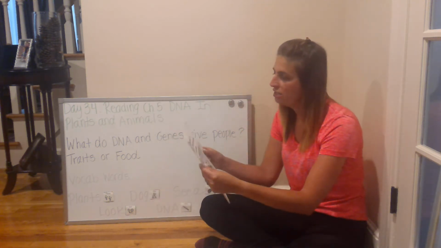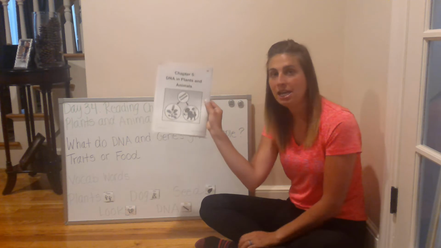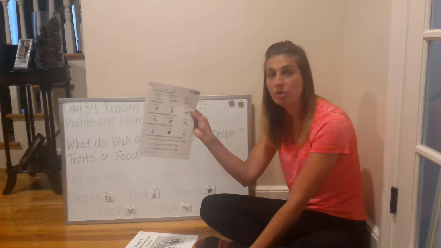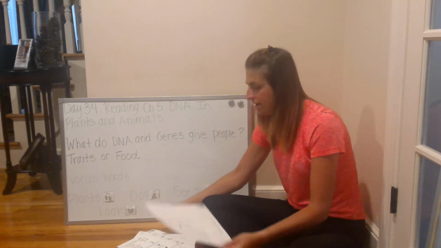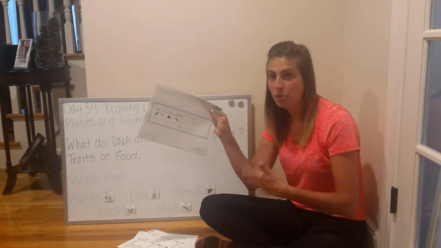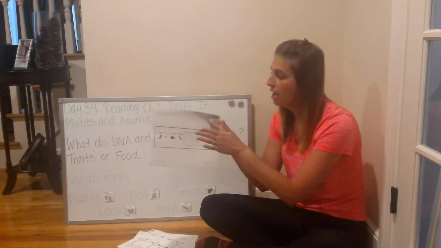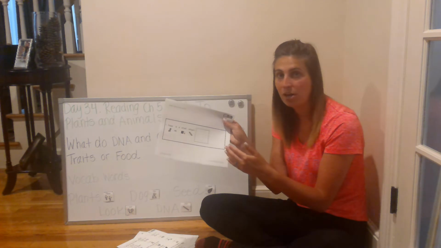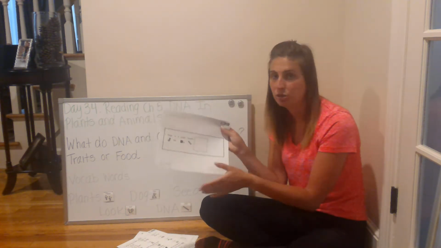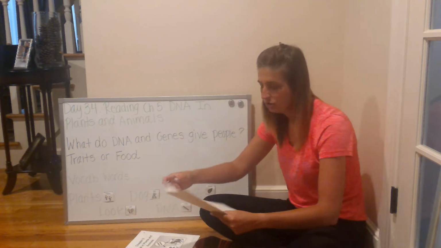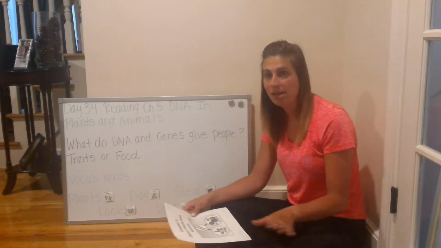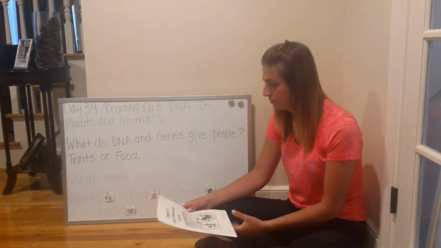I'm going to go over the materials one more time. We are going to need the Chapter 5 reading, DNA in Plants and Animals, and comprehension questions, multiple choice or fill in the blank. Everybody's going to need a pencil and a correcting tool, and for fill in the blank you're going to need scissors to cut out your answers, and then glue or tape to glue them. If you need extra time gathering those materials, pause the video here and then press play when you have everything in front of you.